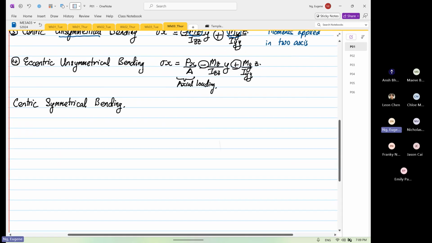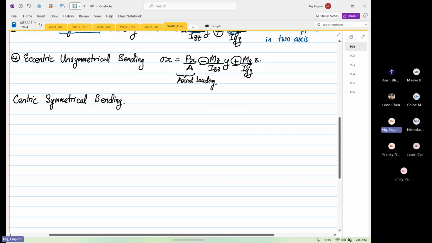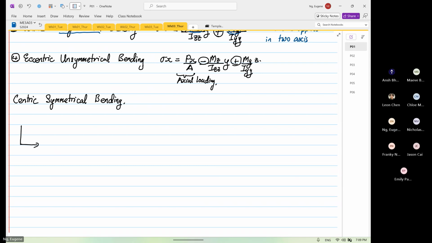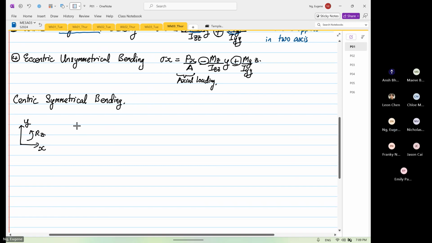So in this case, if we have a transformation over here, this is our x, this is our y, and this is our rotation about z. Then we have a beam, a simply supported beam.